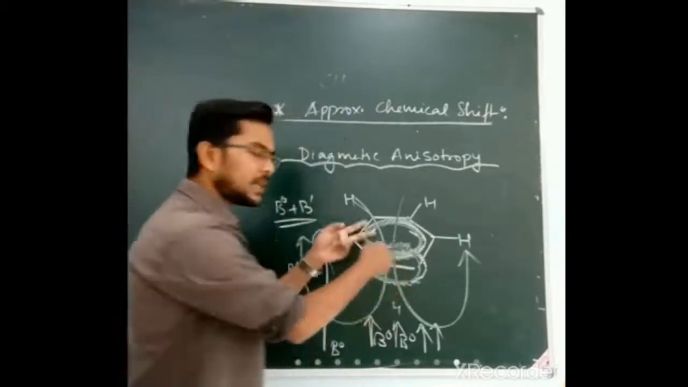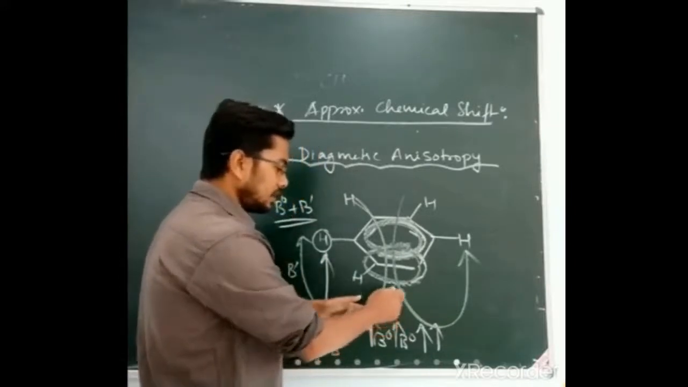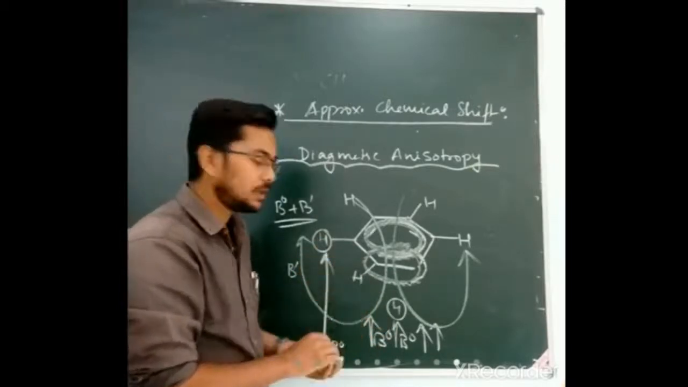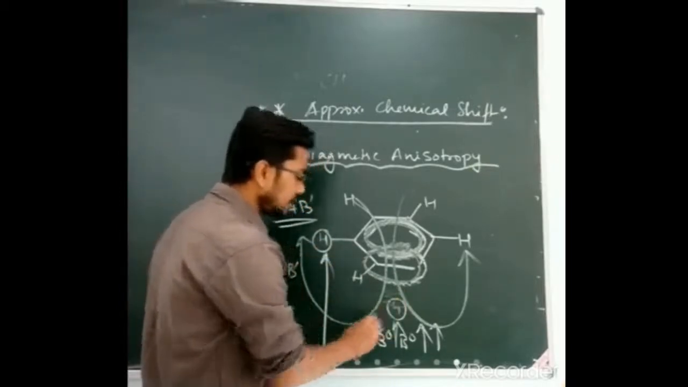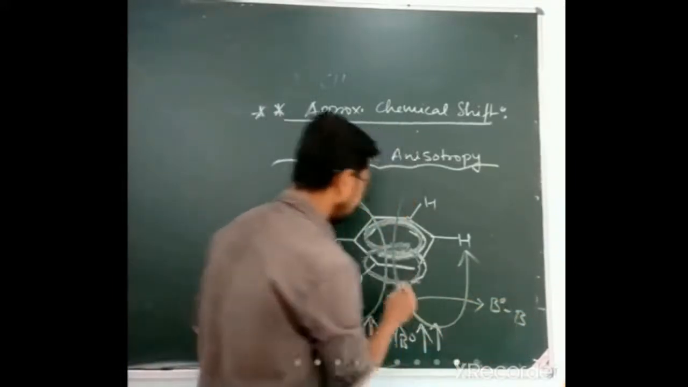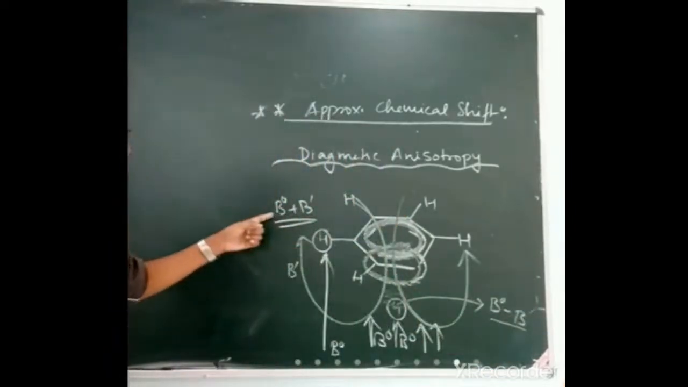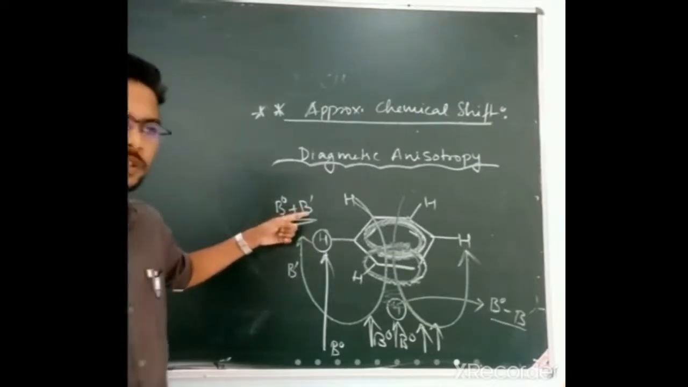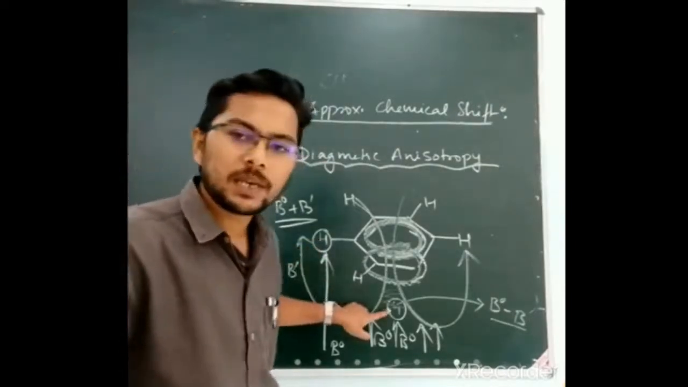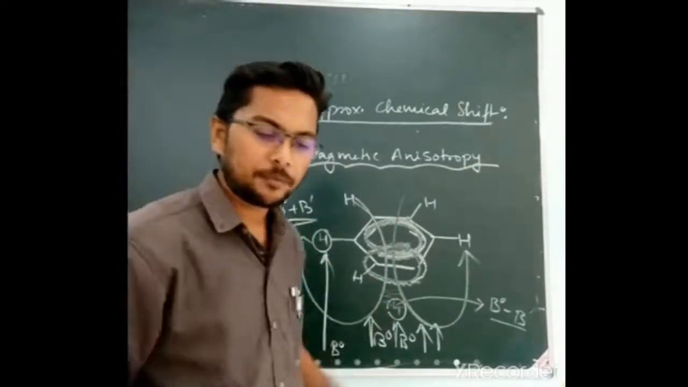But if there are some structures, I'll give you some examples later on, which fall within this region, then they will experience a different magnetic field. Here there is no hydrogen, I'm just giving you an example. But if some hydrogens are within this region, then this hydrogen will experience a magnetic field B naught minus B dash, but this one will experience B naught plus B dash. So because of this, this nucleus will become de-shielded and this nucleus will become more shielded. So that's why these will appear in downfield and these will appear in upfield.